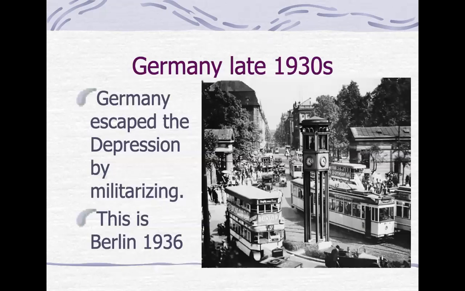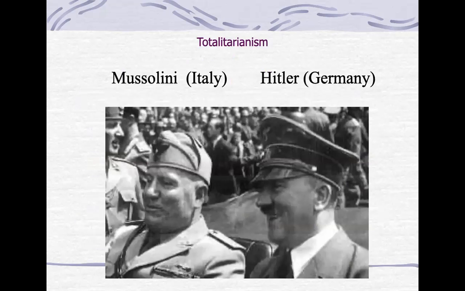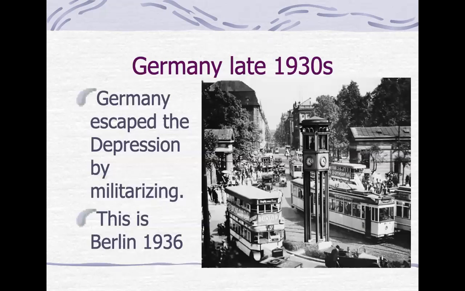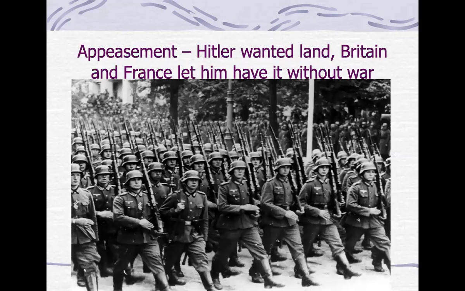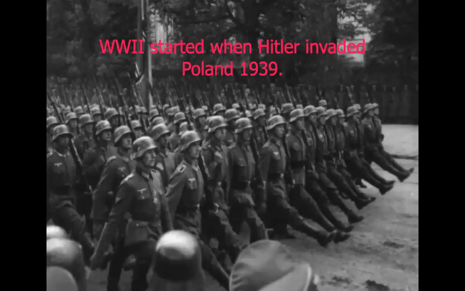So Germany in the late 1930s. Germany escaped the Depression by militarizing. This picture on the right here was Berlin in 1936. I'm sure you guys can see some of the changes they're making there. Looks like there's a watchtower there where that clock is. Appeasement: Hitler wanted land. Britain and France let him have it without war. Here's just one part of Hitler's army in that picture.